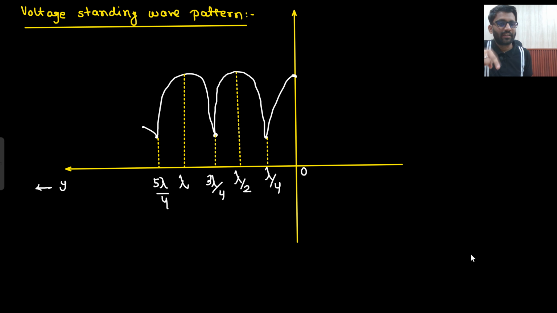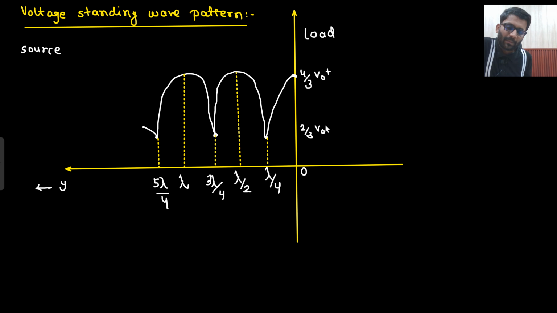When ZL is greater than Z0, then your voltage reflection coefficient gamma was positive. If the voltage reflection coefficient was positive, then at y equals 0 you have your voltage maxima. So this is your load end. Y equals 0 means the load end, and you are going towards the sending end, the source end. So at the load you are getting the maxima. Certainly we will write down the conclusion, but till now just see the results: this was 4 by 3 V0 plus, and this was 2 by 3 V0 plus. The same standing wave pattern for current you can also make.